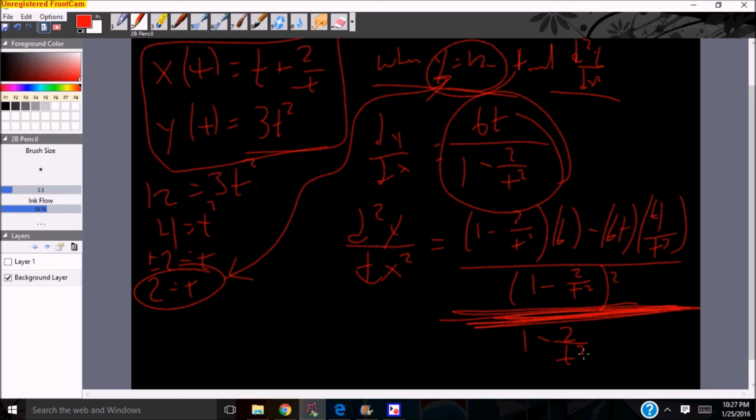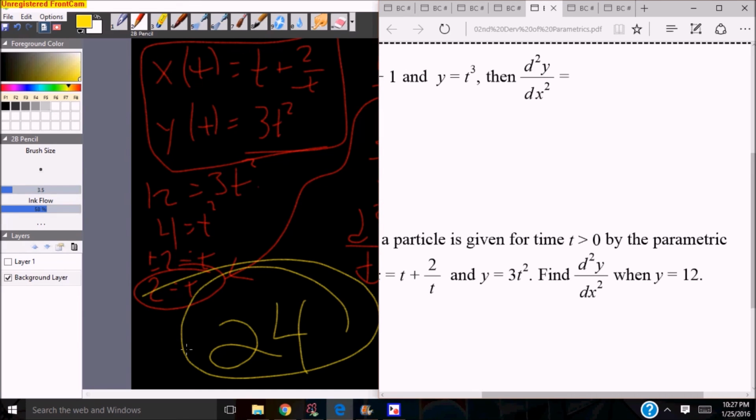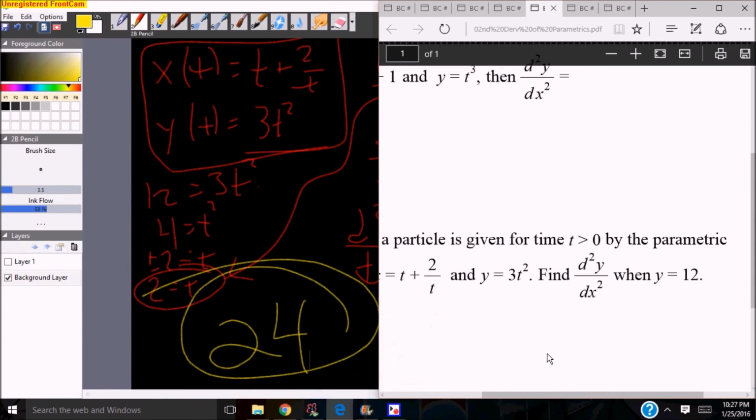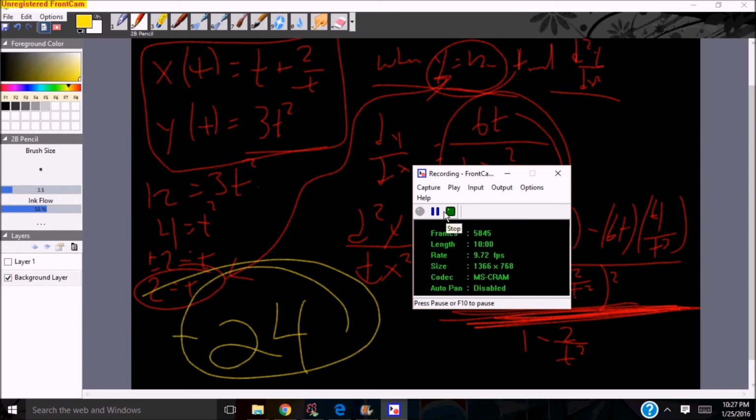Basically what we need to do is evaluate this when time is 2, and hopefully what happens when you do that is that you end up with an answer of 24. I believe it's either 24 or negative 24. Let me go check real fast. Negative 24 is in fact what you should get your answer to be. So if you plug in time equals 2 and you do not get negative 24, you have made a mistake.